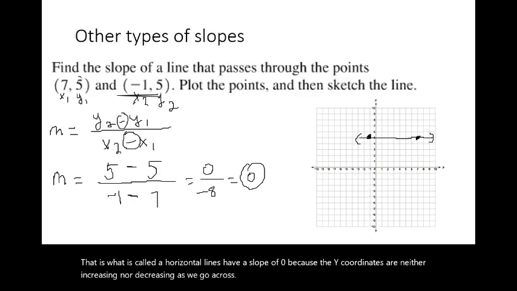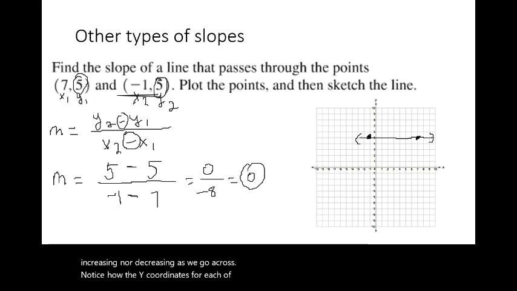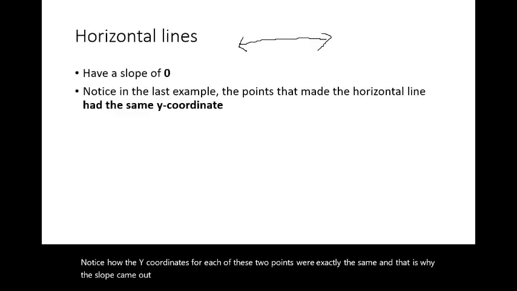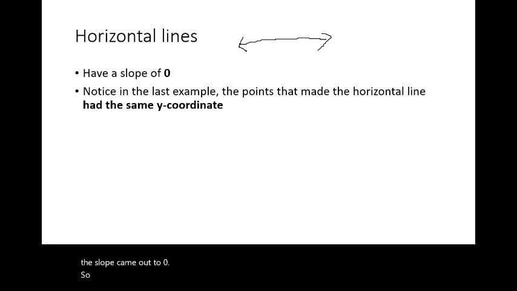Notice how the y-coordinates for each of these 2 points were exactly the same, and that is why the slope came out to 0. So for horizontal lines, all of the points have the same y-coordinate, so the y's are not changing as the x runs from left to right.